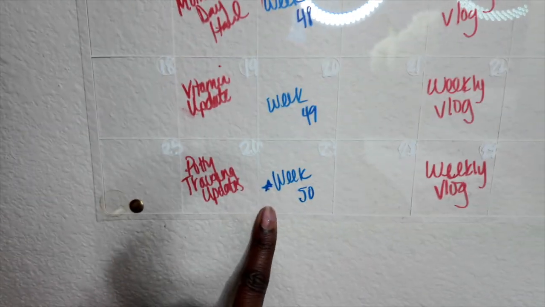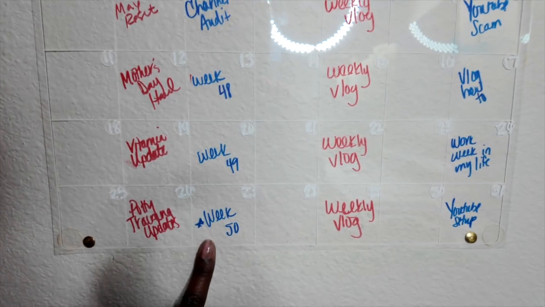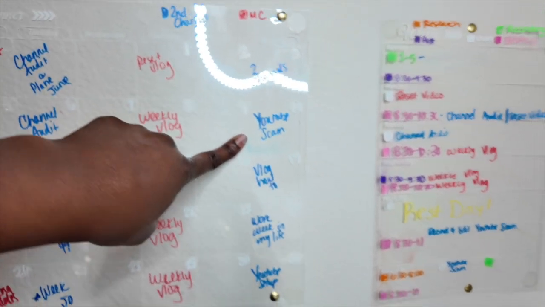Now I put a star next to this because remember we talked about wanting to do a redo of the 20 weeks. So here will be 50 weeks. And I thought that would be like a prime time to do that. And then I have these video topics.